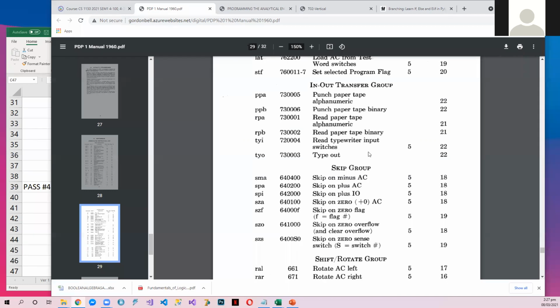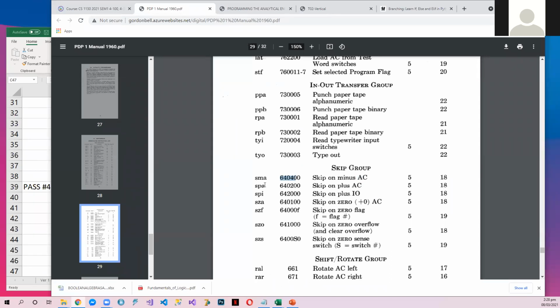Ito na, these are the skips, no? SMA, skip on a minus AC, which means that it will skip if the accumulator is negative. SMA, skip on a minus AC. This is the opcode. Do you follow?